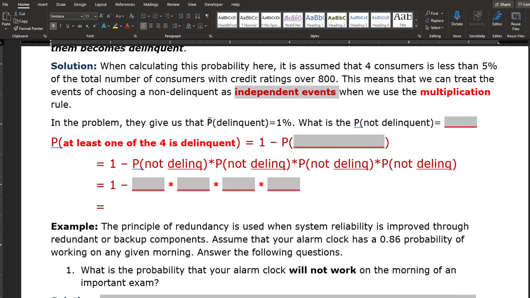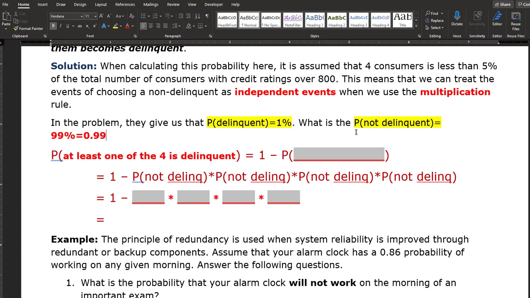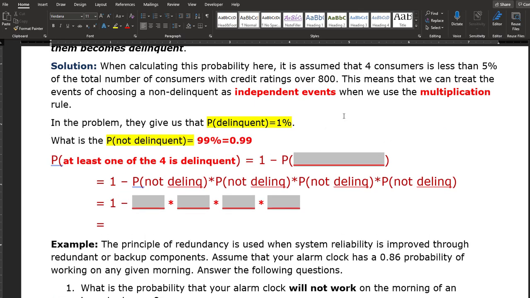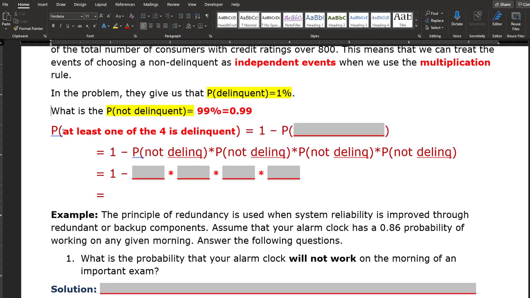So what we're going to do down here is, we know the information that they gave us was the probability of a delinquent. We see that that's a 1% chance. So, well, what does that also give us? Well, if we want to find the probability of somebody that is not delinquent, that's going to be your other 99% chance right there, or 0.99. Okay. Now, we want to find the probability of at least one of the 4 being delinquent. Well, the easiest way for us to find the probability of at least one is to find none being delinquent.